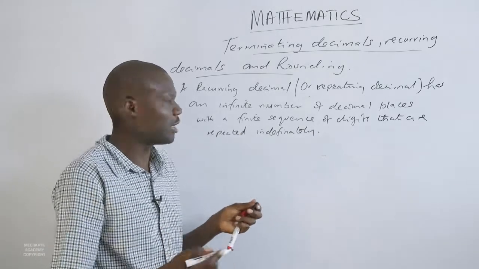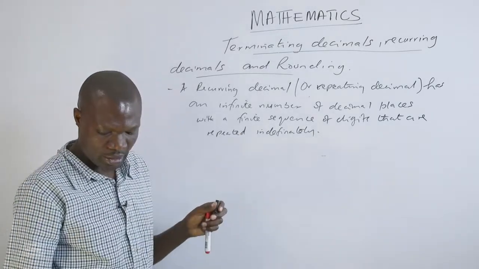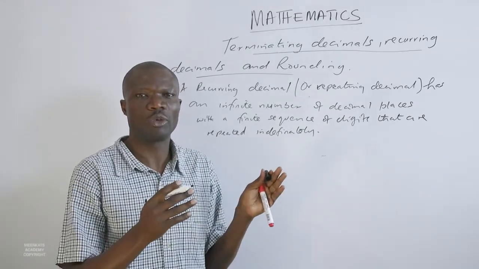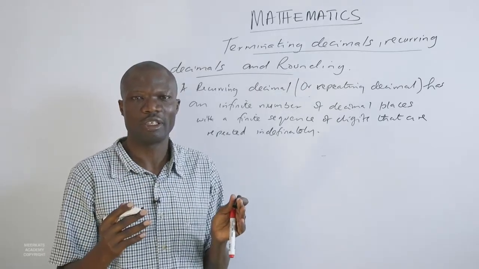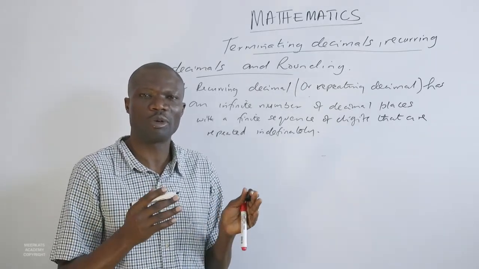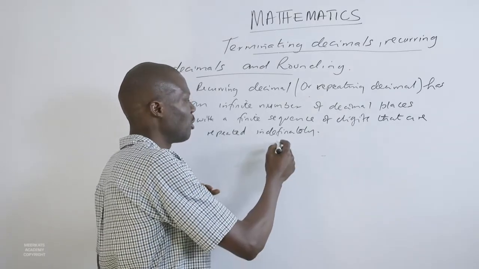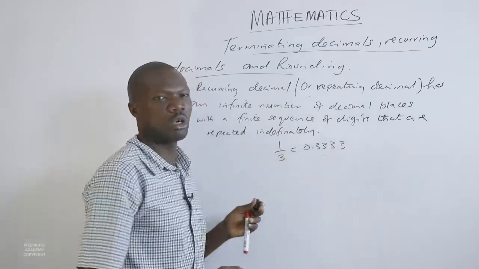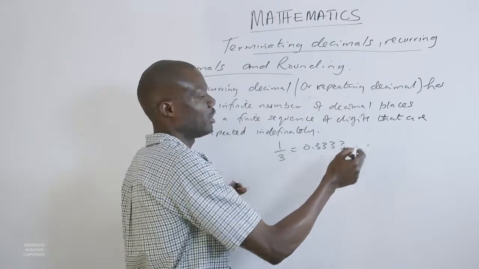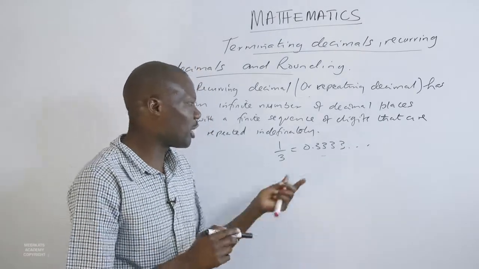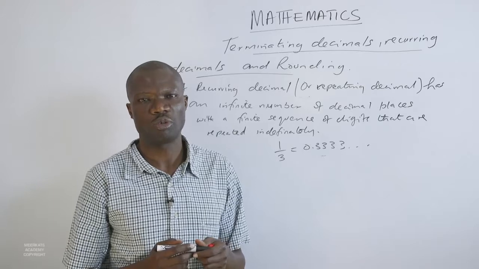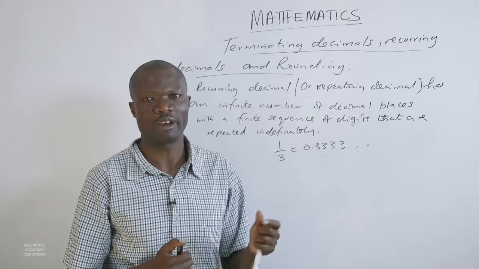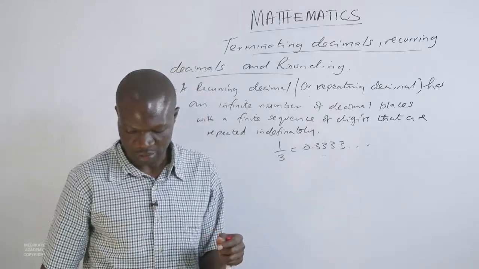As we saw earlier, we were trying to convert 1 over 3, and we found that it is 0.333 and so on. 1 over 3, when we converted, we got... What pattern do you see here? The pattern is that 3 is repeating itself so many times. Therefore, 1 over 3, when you convert it, gives us a recurring or a repeating decimal.